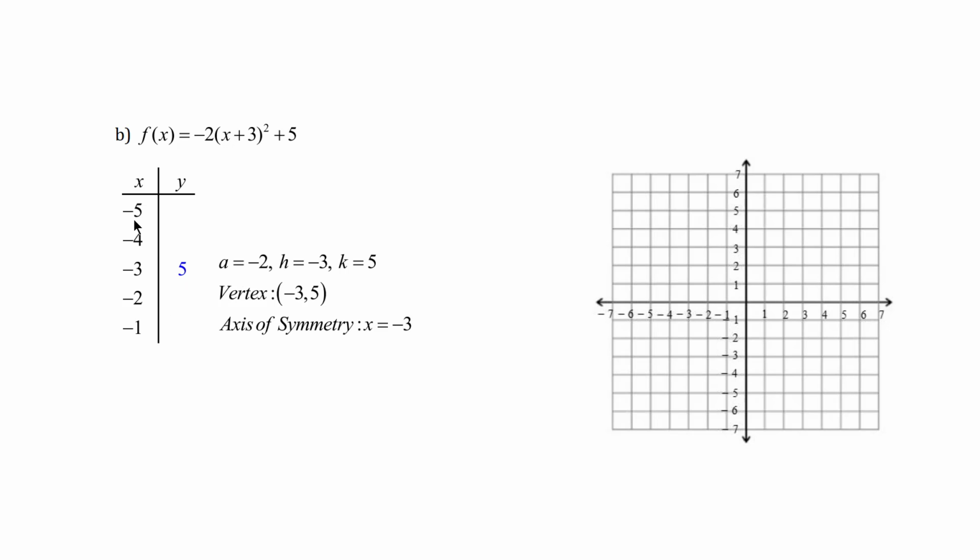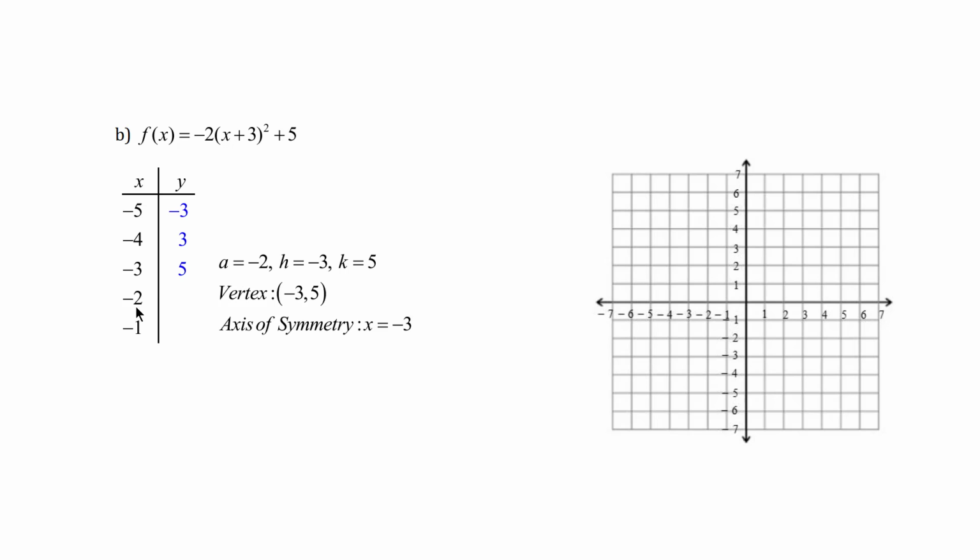Starting with negative 5, we take negative 5 and substitute it into the function. So negative 5 plus 3 is negative 2, negative 2 squared is 4, 4 times negative 2 is negative 8, negative 8 plus 5 is negative 3. Next we have negative 4, negative 4 plus 3 is negative 1, negative 1 squared is 1, 1 times negative 2 is negative 2, negative 2 plus 5 is positive 3.